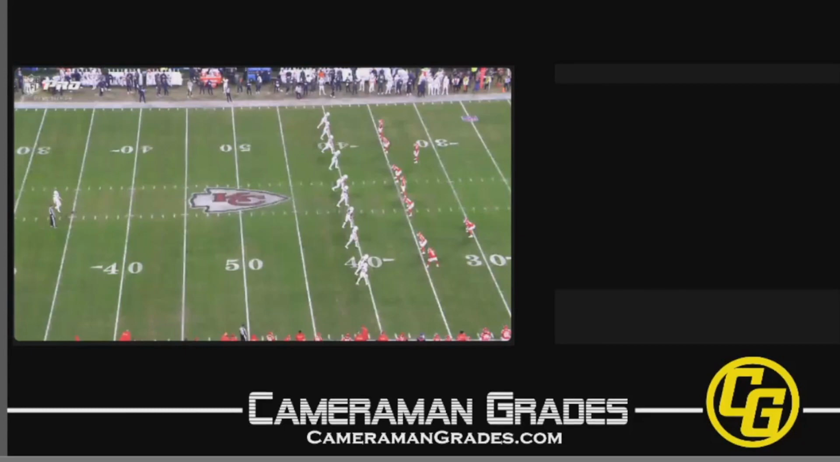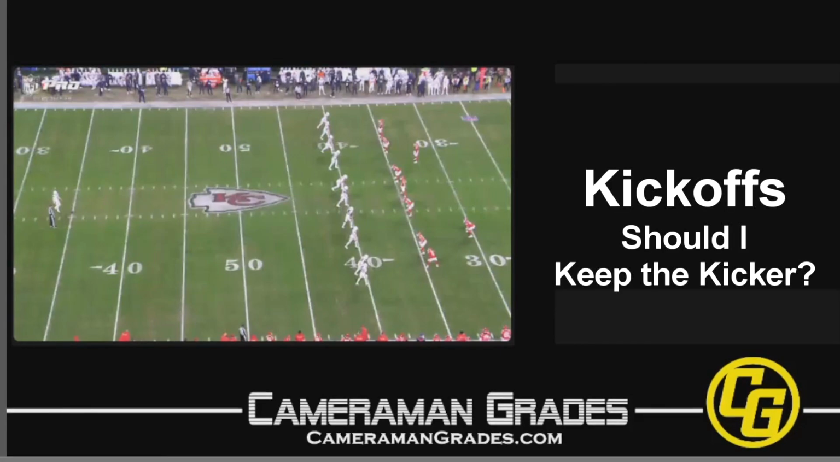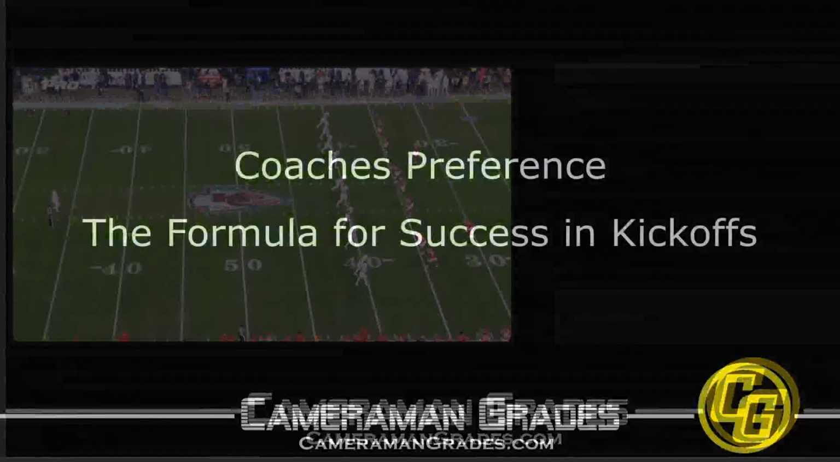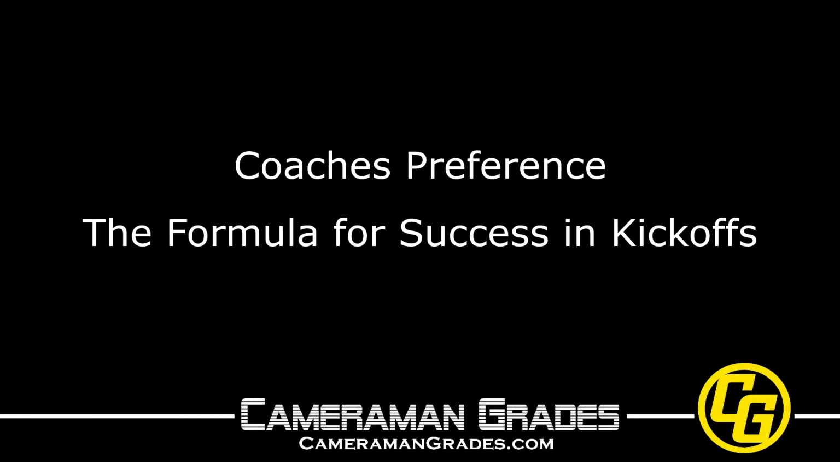Today, one of the questions I get the most from teams, or one of the comments that teams will make to me, is that there is no standard for filming kickoffs, that the coach's preference is the most important thing for kickoffs. And so one thing that I tell people is that there is actually a formula for how to figure out whether or not you should have your kicker in the shot.